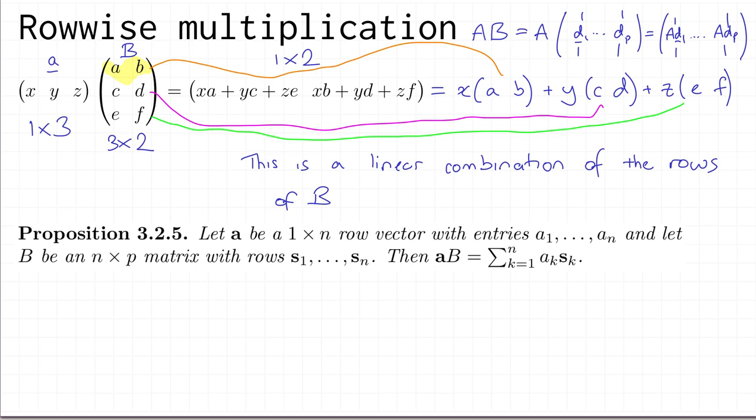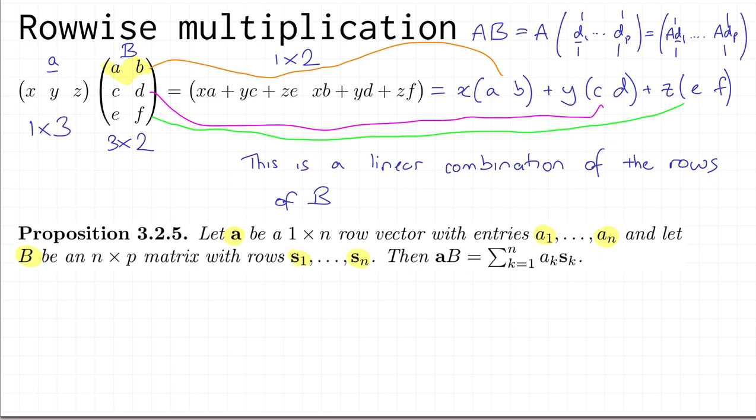So let's spell this out in general. You take a 1 by n row vector A, and you call the entries A1, A2, A3 up to AN. And you take an n by p matrix B, so that it's okay to do the matrix multiplication A times B. And you give names to the rows of B, so let's call them S1, S2 up to Sn.